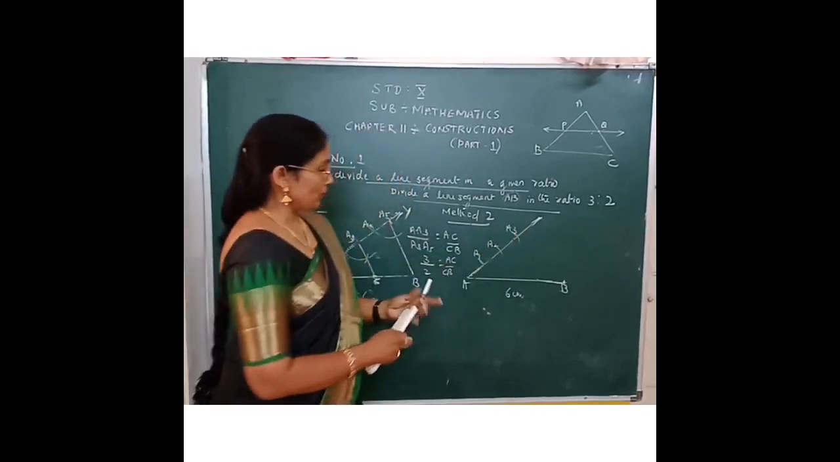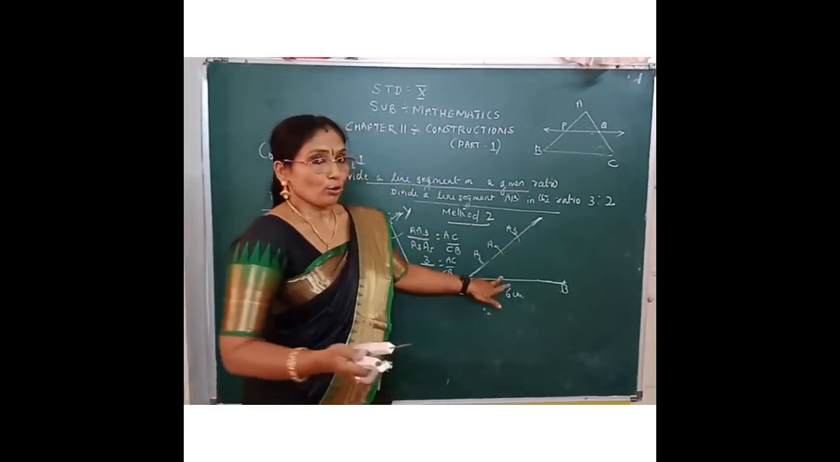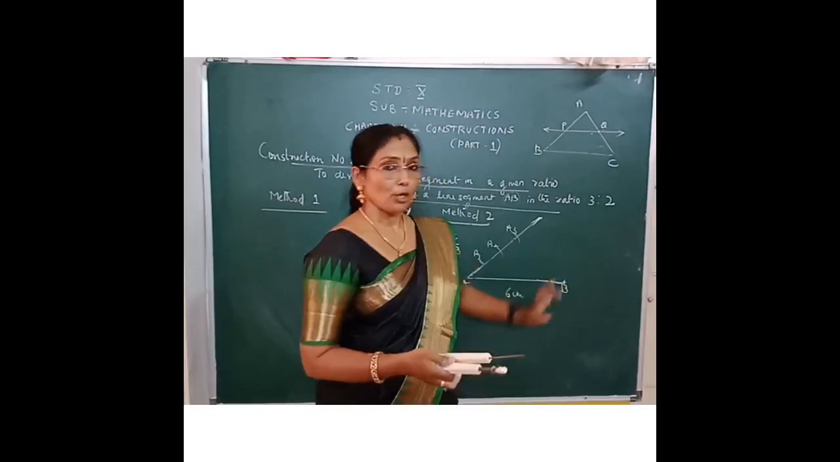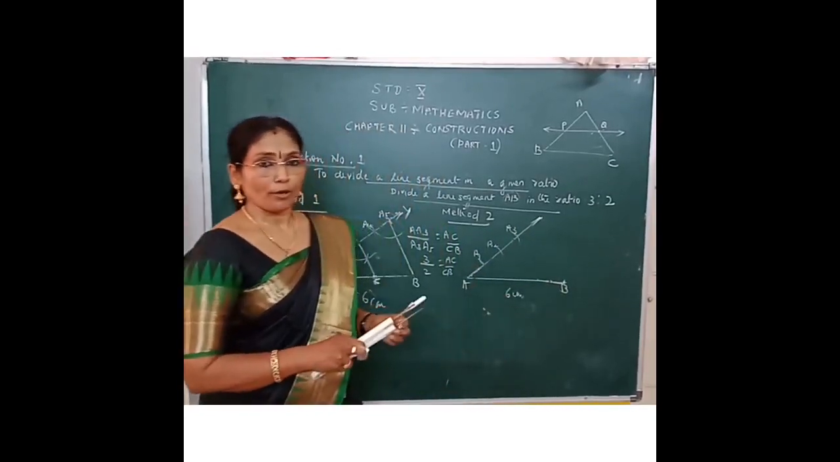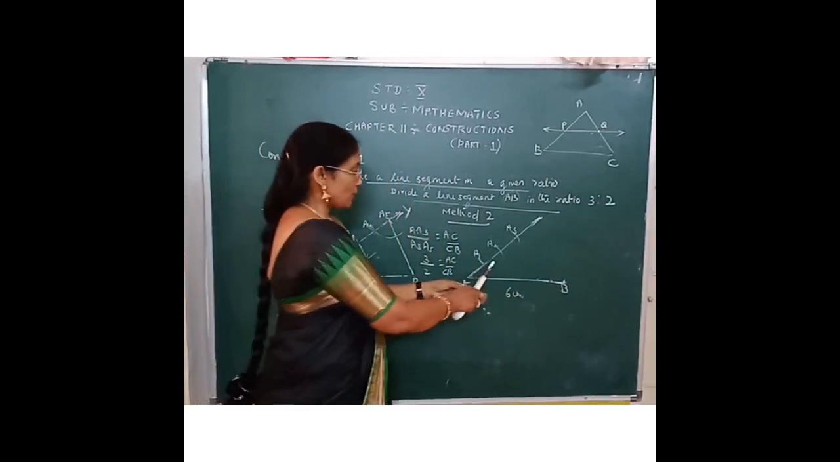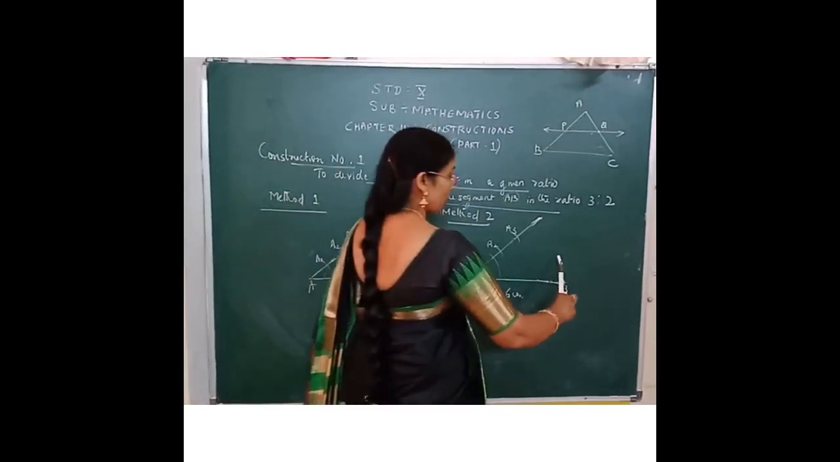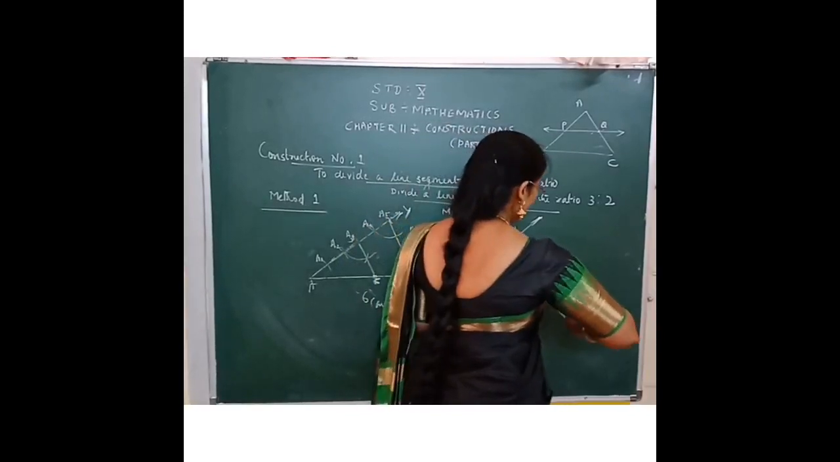Now what you should do is, here one angle I have made, I don't know what this angle is. This same angle I have to copy at B also. How to copy that angle? I already told you how to copy. First you will take one arc here like this way, and the same arc you have to draw here also.